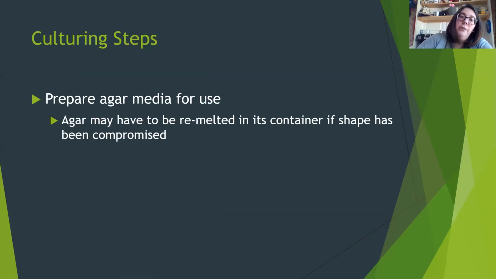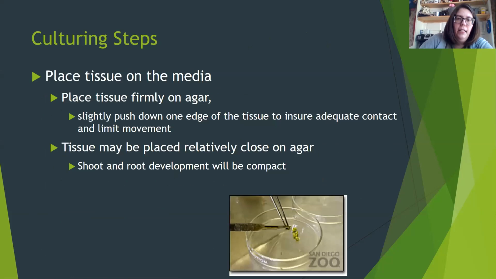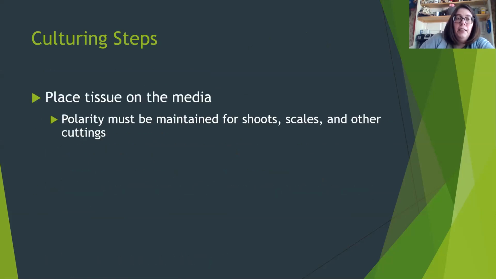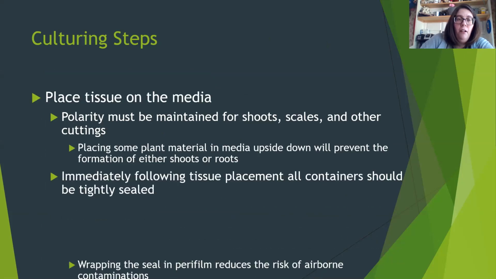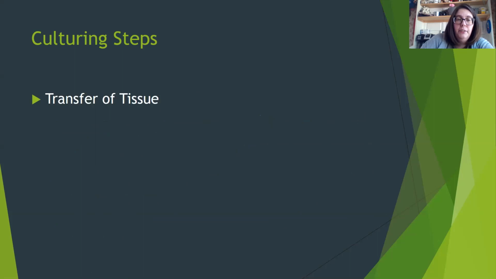Agar must be remelted in a container to shape. We all know agar just solidifies when it's cooled off. It's liquid form when it's warmed up. Y'all know what agar is. This is just telling you how to put the plant tissue on the medium. Okay, so place the tissue firmly on the agar. Tissue might be placed relatively close to the agar. Place tissue on the medium. Transfer tissue.